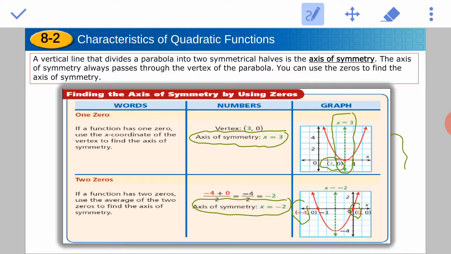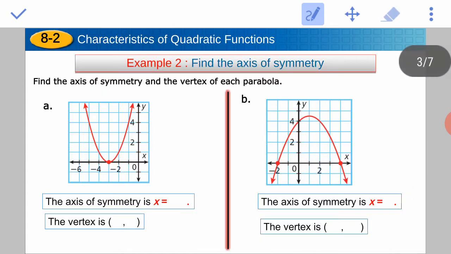So far, guys, you studied 2 ways to write the equation of the axis of symmetry. If you are given the vertex, you just take the x coordinate of the vertex, or if you are given the 2 zeros, you average the 2 zeros, and this is going to be the equation of the axis of symmetry. Let's apply this idea, guys.